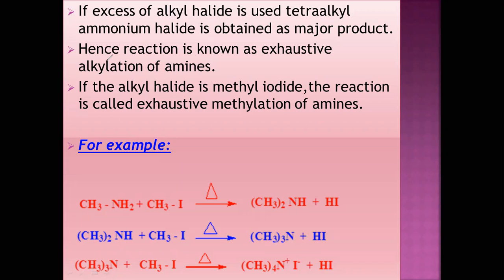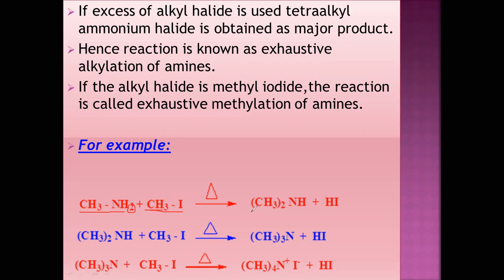Now, if we use methyl iodide as the alkyl halide, which reacts with methylamine, that means methylamine is our starting material, and it reacts with methyl iodide. It undergoes heating. Excess of methyl iodide is used. What happens in this reaction? One hydrogen atom gets replaced by a methyl group.